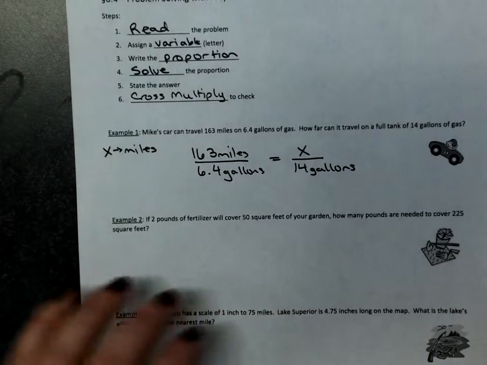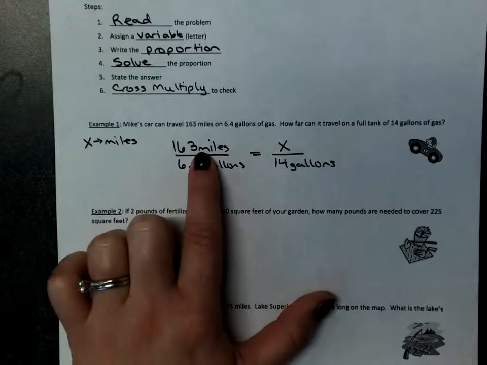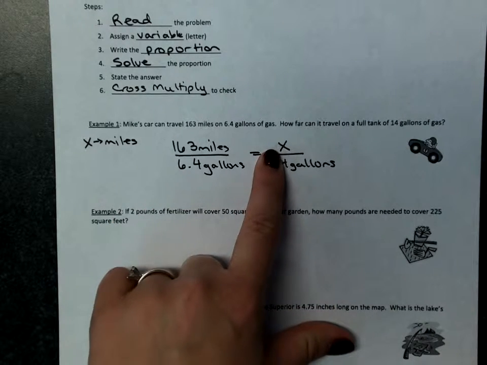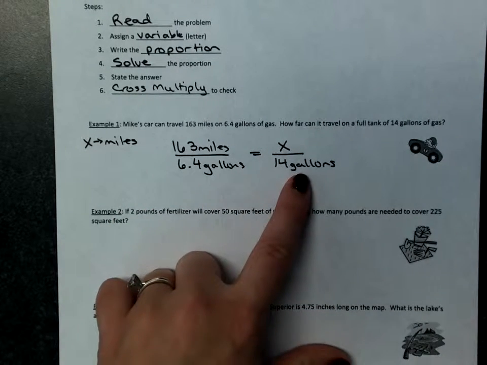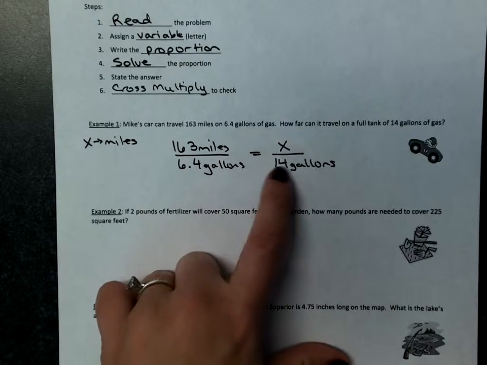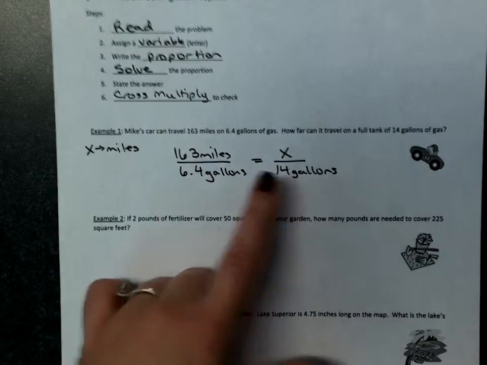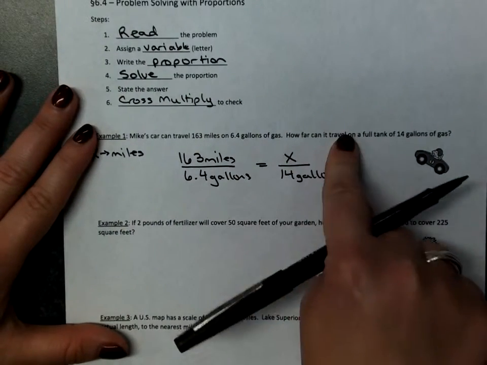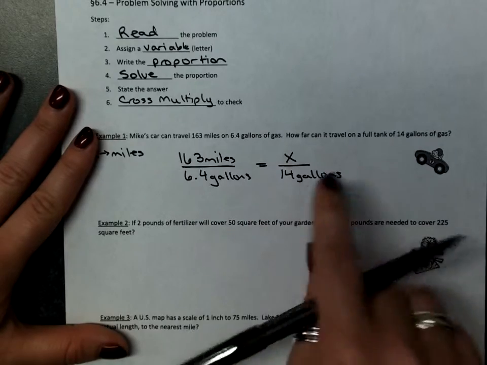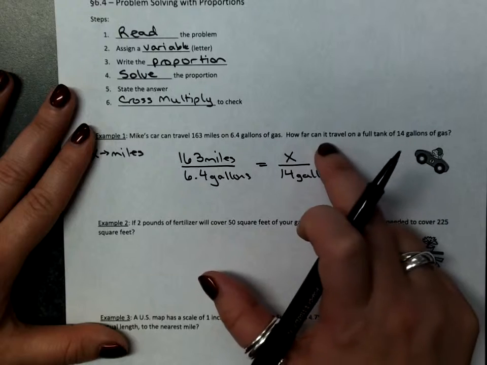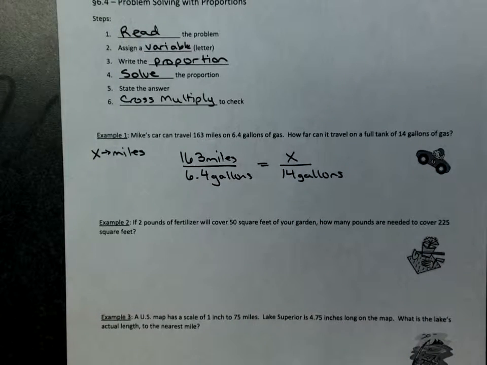It's very important to set this up consistently. If you put miles on top of the first ratio, you have to put miles on top of the second ratio. If you put gallons on the bottom, gallons go on the bottom. There's several different ways to set these up. This is the common way I set them up. Some students will put gallons over gallons and then miles over miles, which is okay, but I find this to be the most straightforward. Miles over gallons, and then what we're trying to figure out over 14 gallons. So you set up your proportion, make sure you're being consistent however you set it up.